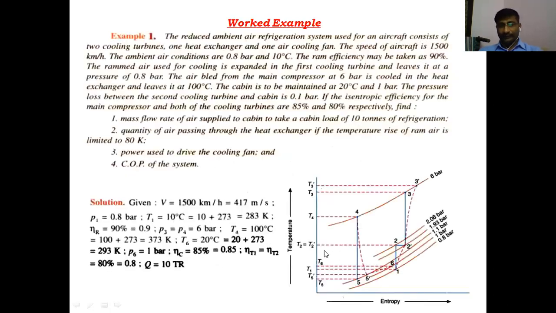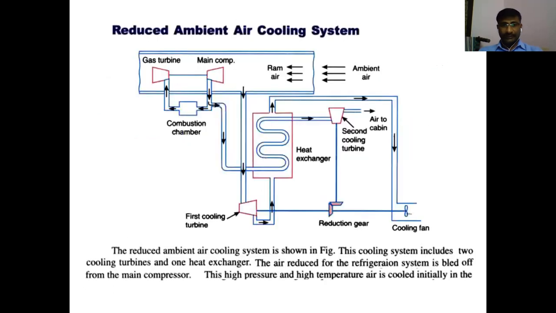Clear? From that P2 dash, already explained that after ramming action, this is the P2 dash pressure in the aircraft, that is the ram air pressure P2 dash. Some of the air will be diverted towards the cooling turbine and heat exchanger. Some of the air will enter the main compressor. From there, the air is compressed and it is cooled by using the air taken towards the first cooling turbine.